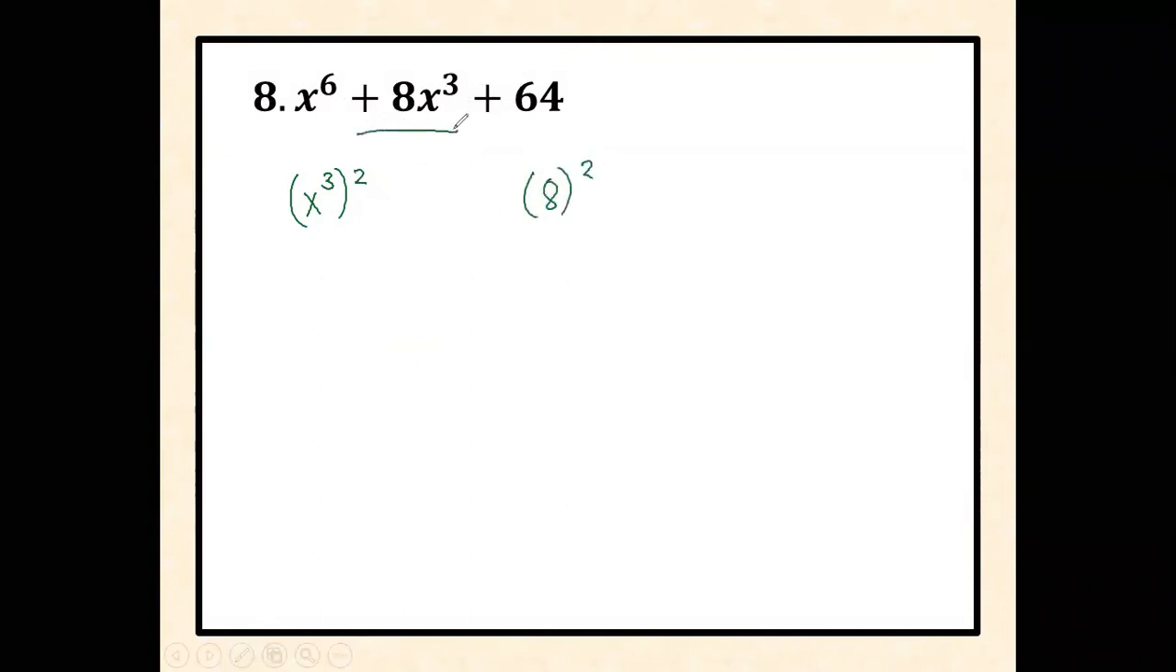And to check for the middle term, we will just multiply 2 times the squared term of the first term, which is x cubed, and the squared term of the last term, which is 8. So 2 times x cubed times 8, that is 16x cubed. So therefore, this is not a perfect square trinomial. So therefore, we cannot factor it. So next, let's have another example.